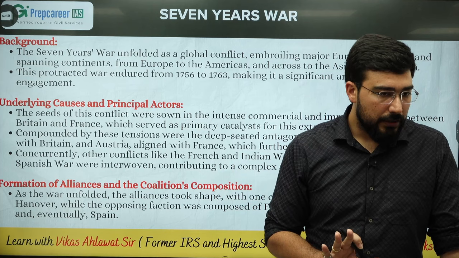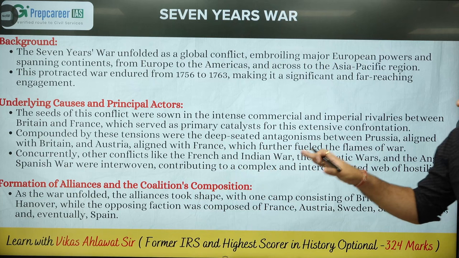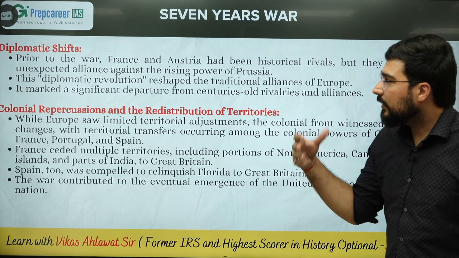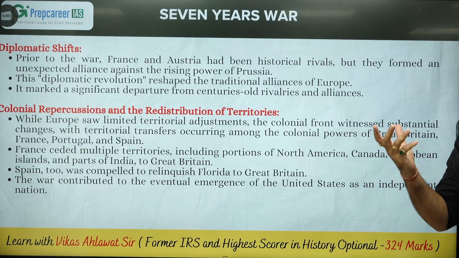Okay, what was this war all about? What was its major impact? So we have to remember the formation: as the war unfolded, the alliances took shape, with one camp including Britain and Hanover. Hanover is a small territory from Germany, while the opposing faction was composed of France, Austria, Sweden, Saxony, Russia, and eventually even Spain. But all of them got defeated. Russia, France, and Austria, who were rivals, became an alliance. This was something unexpected, and this diplomatic revolution reshaped the traditional alliances of Europe.